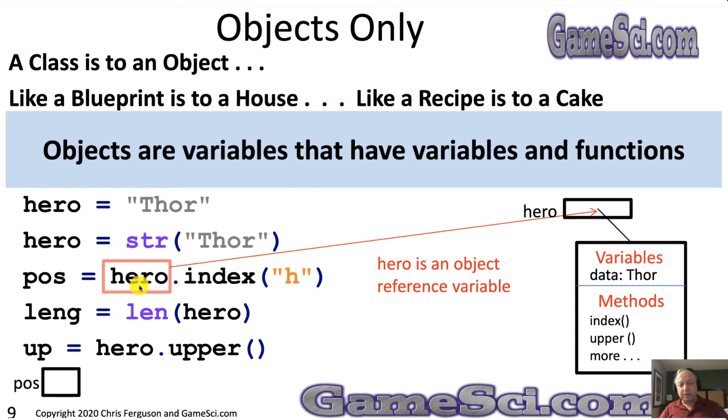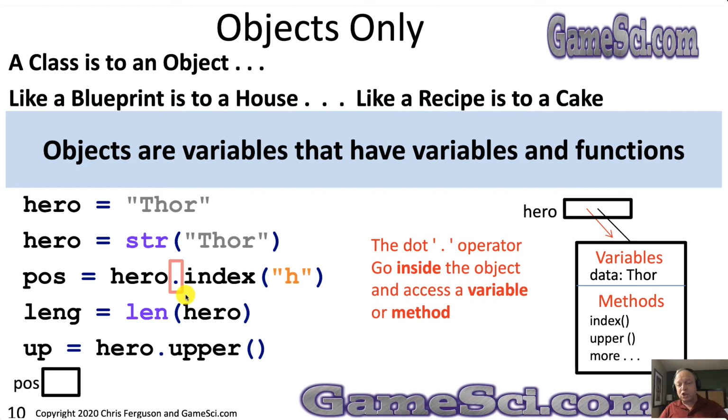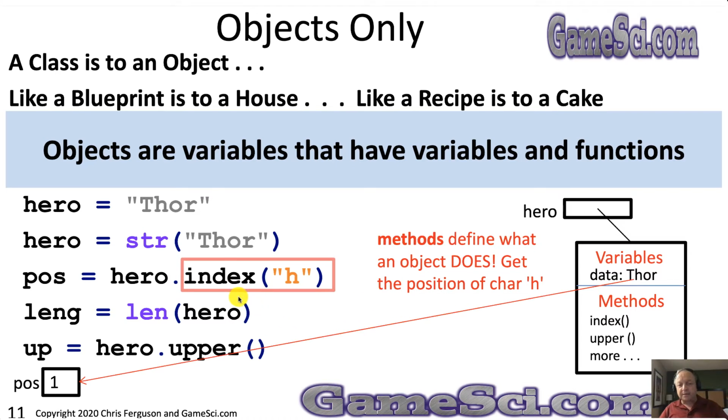And what I'm doing here is saying go to the hero reference variable. Now what am I going to do with the hero reference variable? The dot operator says go inside the object and access a variable or method. The way that you access the variables or methods of an object is by using the dot operator. So I drew it as an arrow over here. Go to hero, and then the dot says go inside that object. Access something inside the object. And what we're going to access inside that object is the index method.